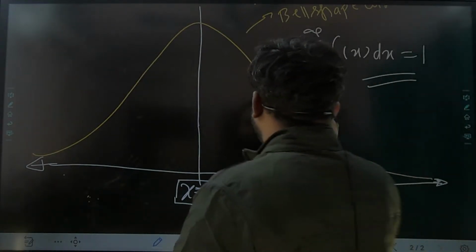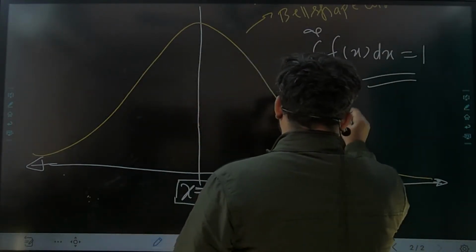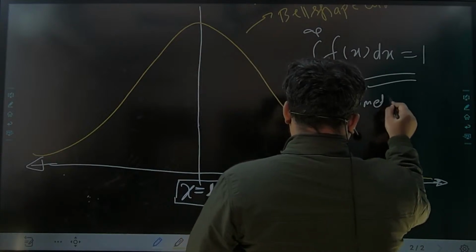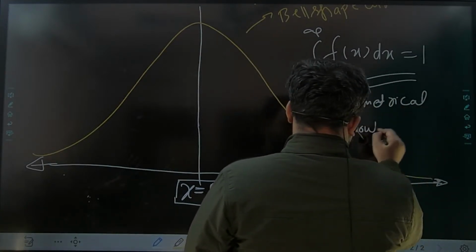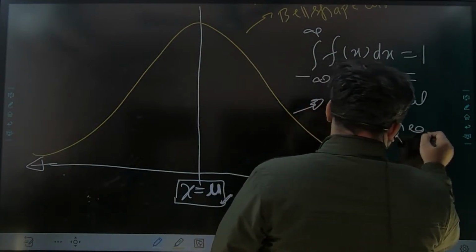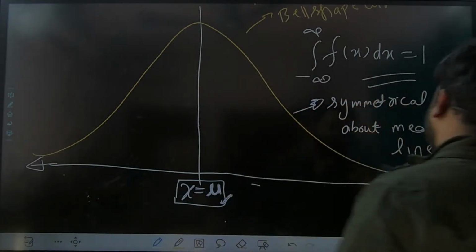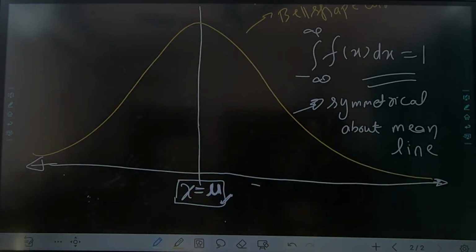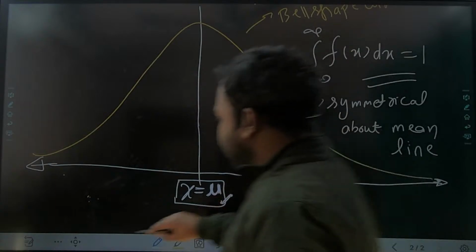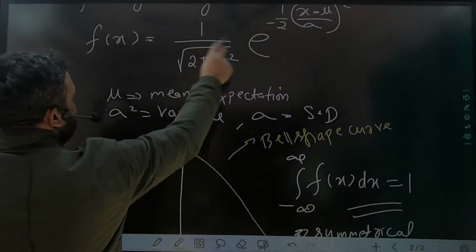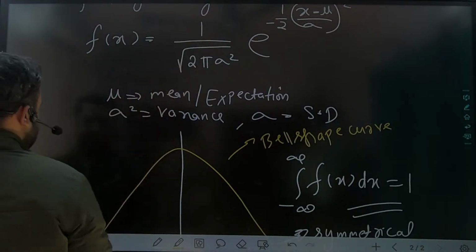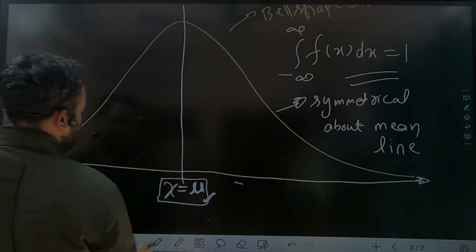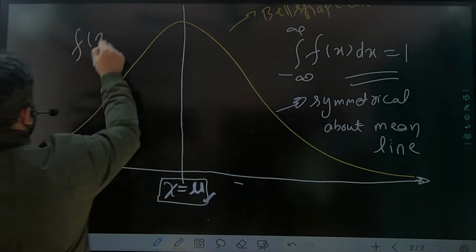So remember, this is symmetrical about the mean line. Totally symmetrical about the mean line. And that mathematical function which we have kept over here, this is the plot of this. This is the mathematical function which you have seen over here. This is a graphical plot of this. So basically, this is your f of x.